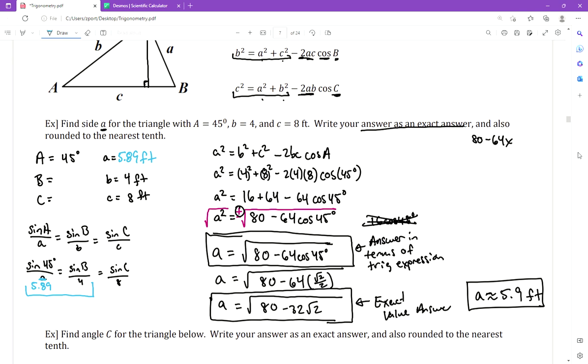Okay, but at the same time, we could do it, but let's stop so that we can move on. Okay, so that's it. That's how we find the side.